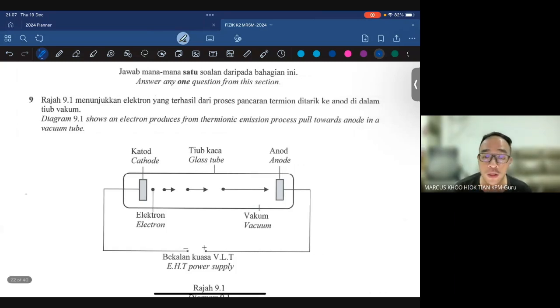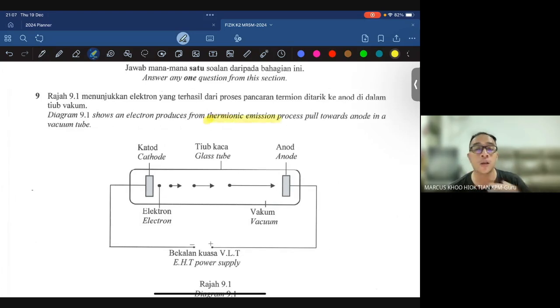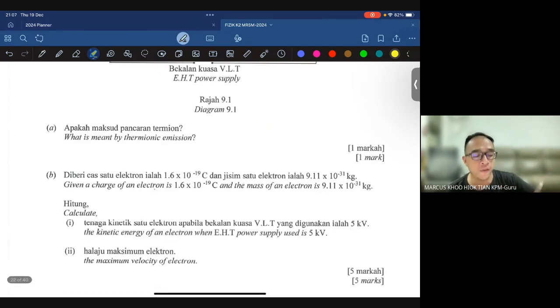Okay, question number 9. Diagram 9.1 shows an electron produces thermionic emission. Yay, we haven't had a thermionic emission. Okay, so if you remember from our previous class, thermionic emission is the emission of electrons when a metal surface is heated. Kalau photoelectric is pembebasan elektron apabila cahaya of a certain frequency dipancarkan ke atas permukaan logam. When you illuminate light on the metal surface, emission of free electrons. So obviously the definition is the most important thing in thermionic emission.